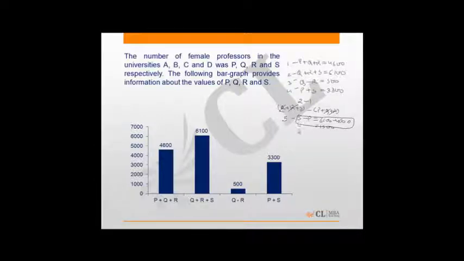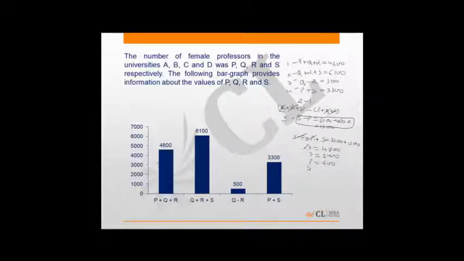Fine. Next, with the help of equation 5 and equation 4, if I add these two equations, that is S minus P plus P plus S, what will I get? 3300 plus 1500. P will get cancelled out with P. I get 2S as 4800. S is equal to 2400. Putting the value in equation 4 or 5, I'll get P as 900.